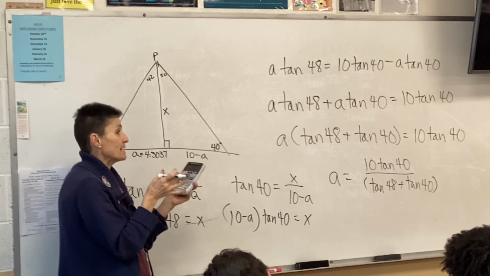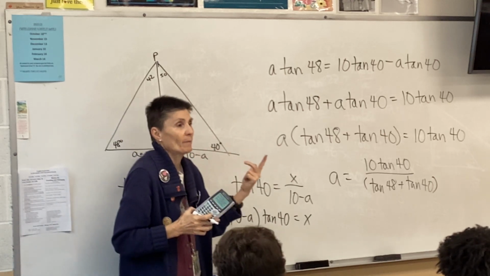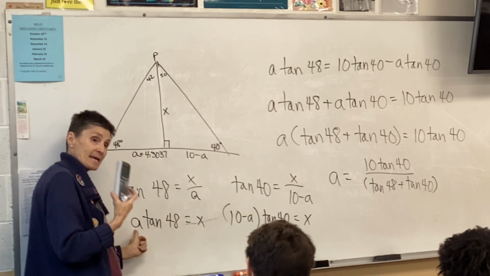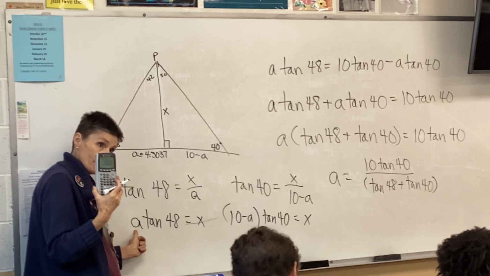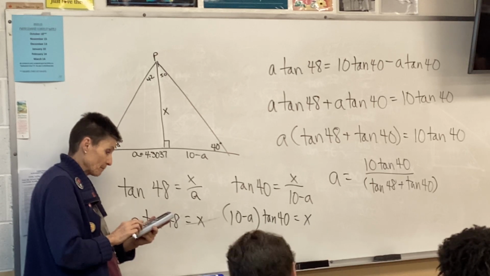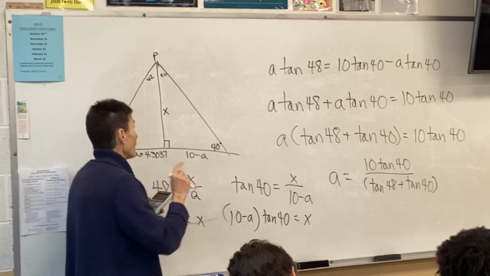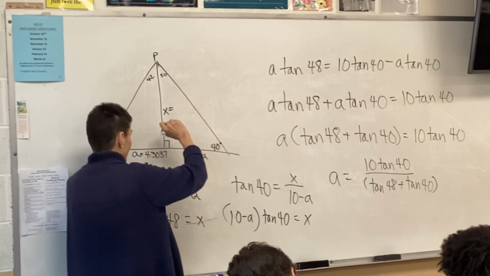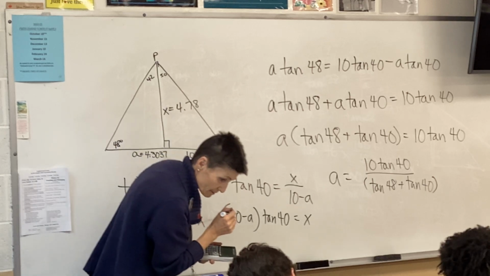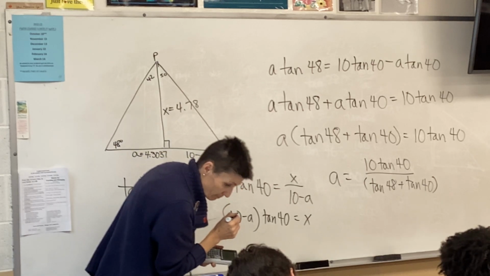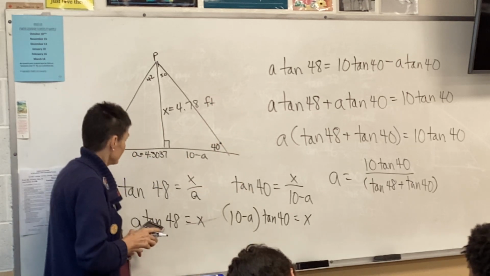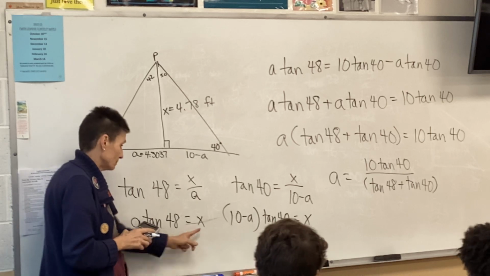Now, I'm not even really gonna write that down. I mean, I did, but I don't really need it because ultimately, what do I wanna know? X. So I'm gonna come back over here and take the answer on my calculator, which is A, and multiply it by tan 48. Now I know how tall or how far above the ground that guy is. Did you get 4.78? Took the A that I got, just multiply by tan 48. What X is, right?